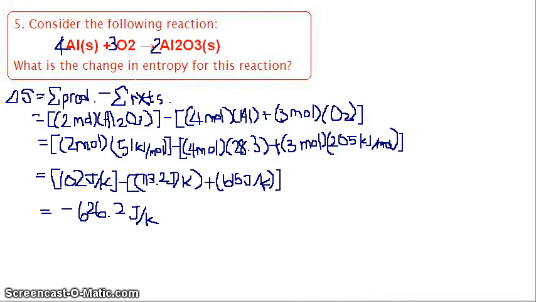The equation for the entropy change has the same concept as the enthalpy change equation, which is the sum of the products minus the sum of the reactants. If you extend the formula, it looks like 2 moles of Al2O3 from the product, minus 4 moles of aluminum plus 3 moles of O2. If you actually plug in the numbers that you get from the chart, you end up getting the answer, negative 626.2 joules per Kelvin. And that will be the answer to this question.